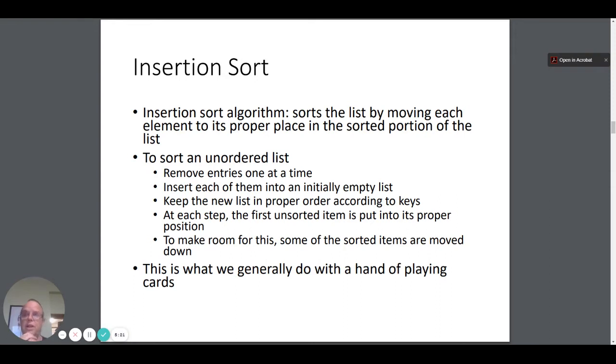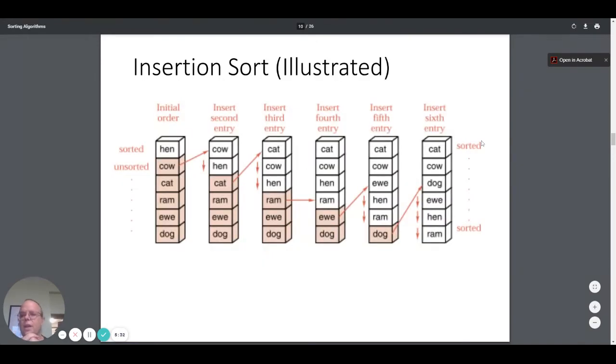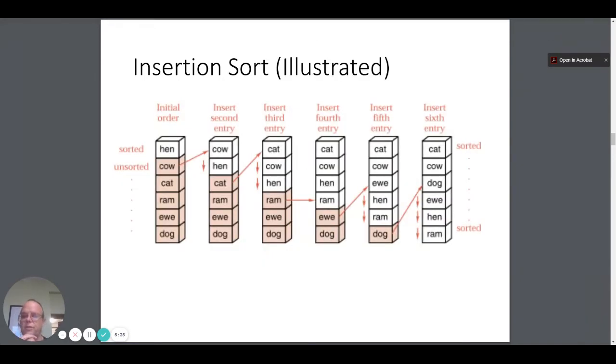And we do this a lot of times if we already have a sorted list and we just want to put something in there. So let's take a look at how this one would actually work. We start out with this list of critters, and the first one we have is hen, so we just put hen into the list as the first item. The next one we encounter is cow. Cow comes before hen alphabetically, so we need to move hen down into the second place and then insert cow.